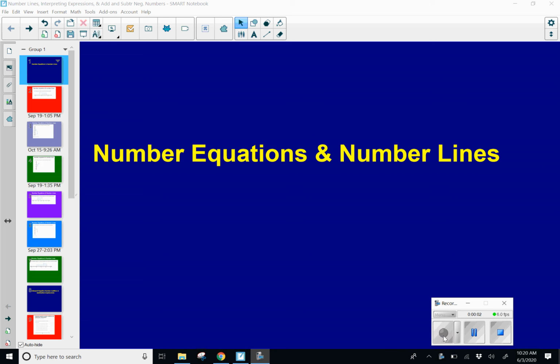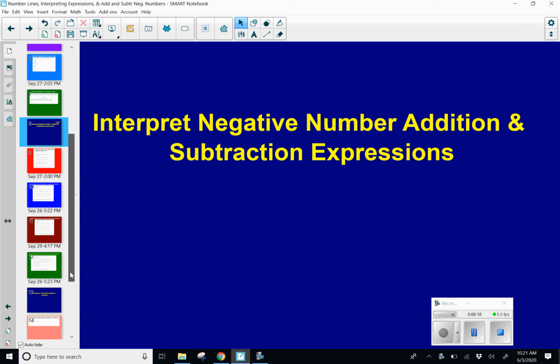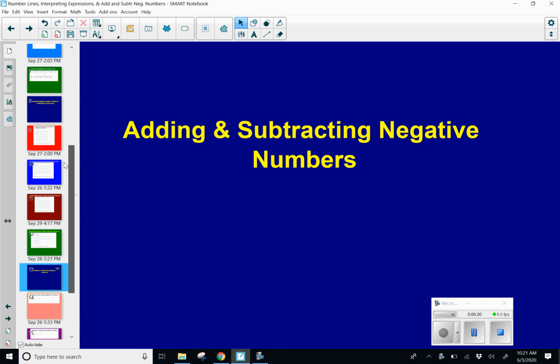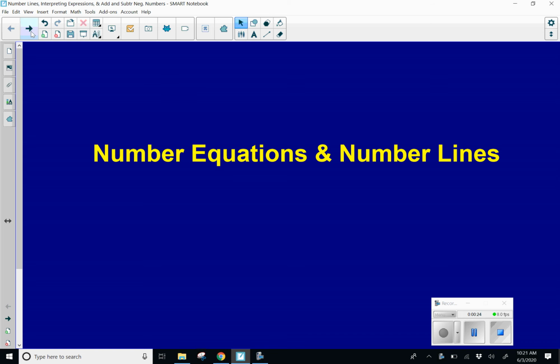Hello everyone. Today we're going to go over the three skills, number equations and number lines. We're also going to talk about interpreting negative number addition and subtraction expressions. And then the last skill that we're going to cover is adding and subtracting negative numbers. So let's go back and start with number equations and number lines.